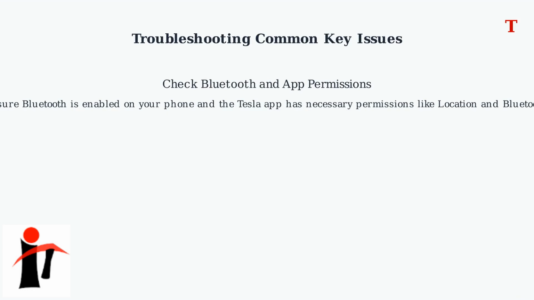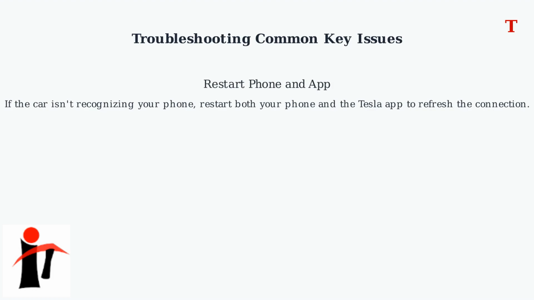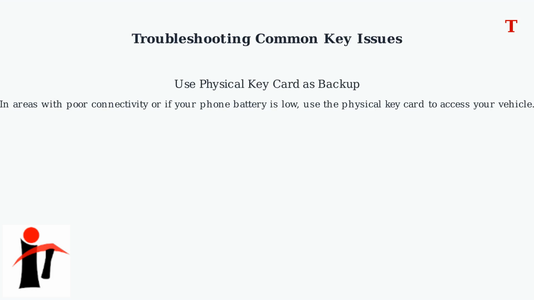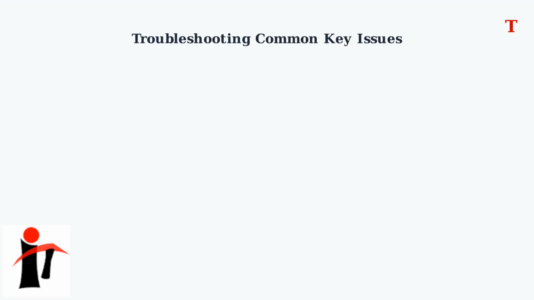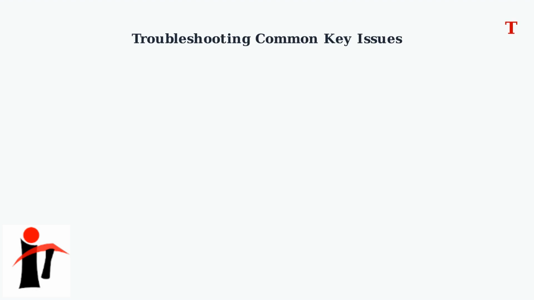Experiencing issues with your phone key? Let's troubleshoot common problems step by step. First, ensure Bluetooth is enabled on your phone and the Tesla app has the necessary permissions, such as location and Bluetooth access. If the car isn't recognizing your phone, try restarting both your phone and the Tesla app to refresh the connection. In areas with poor connectivity, or if your phone battery is low, use the physical key card as a backup to access your vehicle. If issues persist after trying these steps, check Tesla's support site or contact Tesla service for further assistance. Finally, always keep your key card in a safe, accessible location for emergencies.